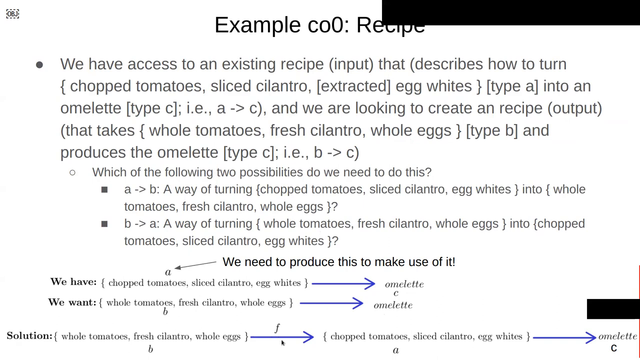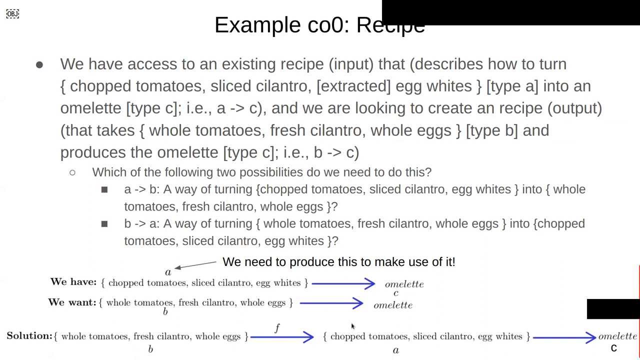And how are we going to do that? Well, we're going to take our original recipe, which takes egg whites and gets out an omelet, and we're going to tack on at the beginning something that starts with whole eggs and gives us egg whites. So we tag it on the beginning.